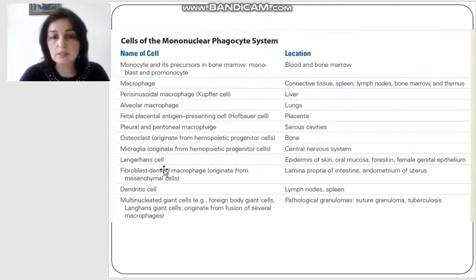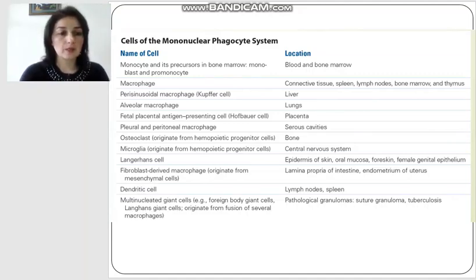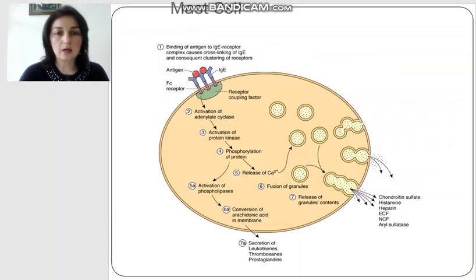microglia in central nervous system, Langerhans cells in epidermis, also oral mucosa, in genital epithelium, in esophagus we also can find them. Fibroblast-derived macrophage we can find in the lamina propria of mucous membranes, dendritic cells in lymphoid nodes and spleen, multinucleated giant cells, they are found in pathological granulomas. That means that with antigenic challenge, the macrophages may fuse with each other to form multinucleated giants, that you have to know. Now let's look at the mast cell and how it undergoes activation.